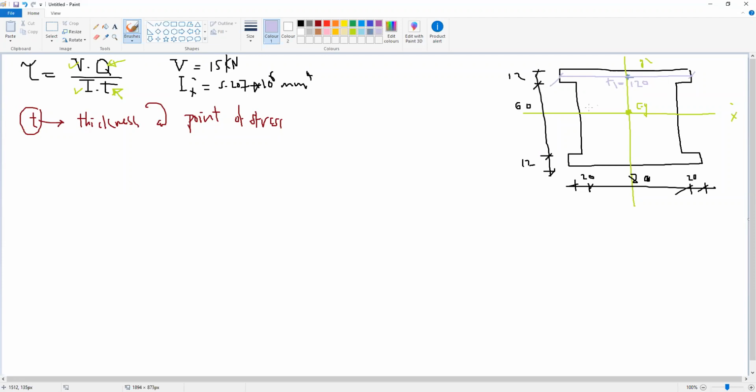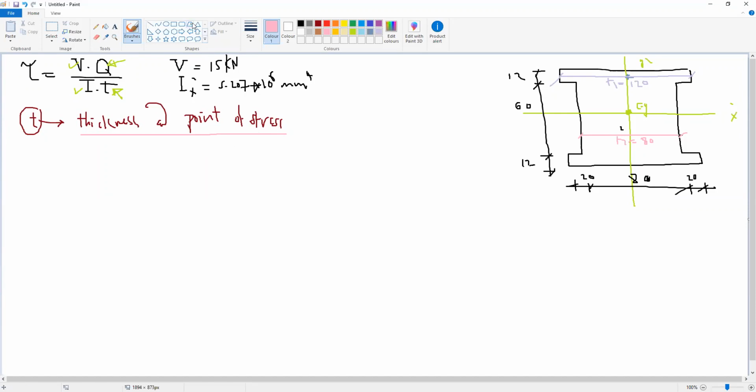If we have a look at the dimension, T1 will be 120. Okay, if we need to calculate the stress at some point here, point 2, the width at this section will be T2 equal to 80. So T is the thickness of the section at the point of stress.